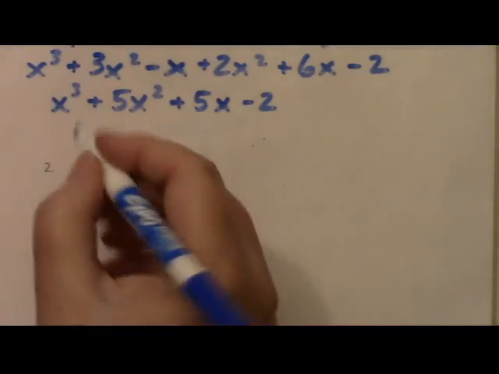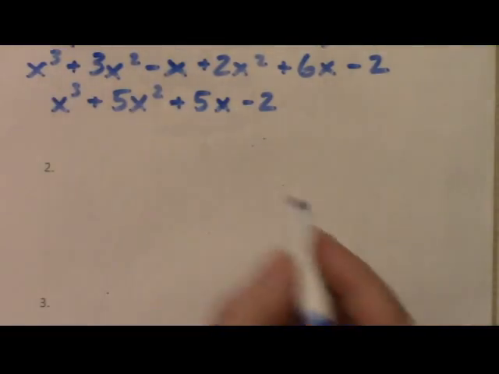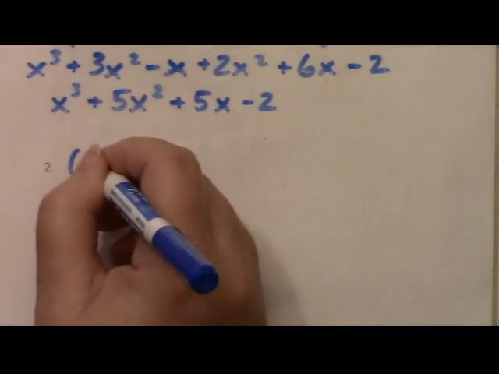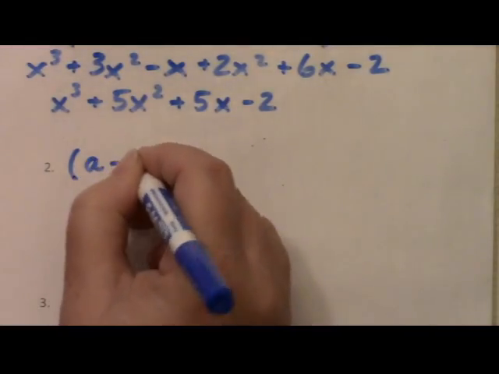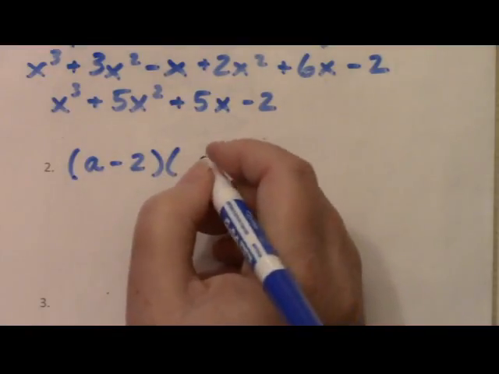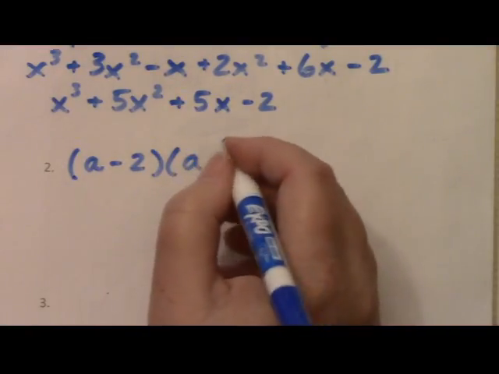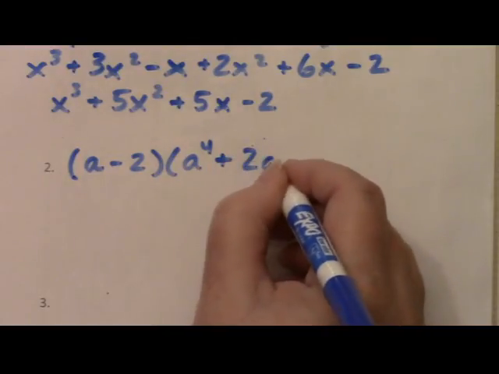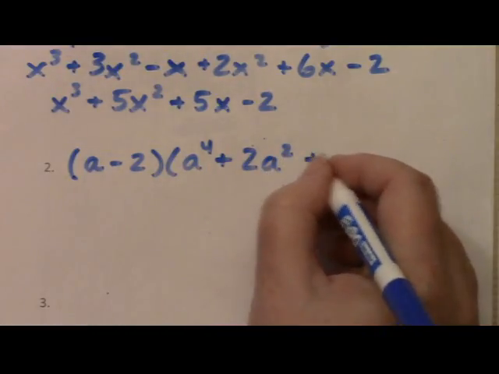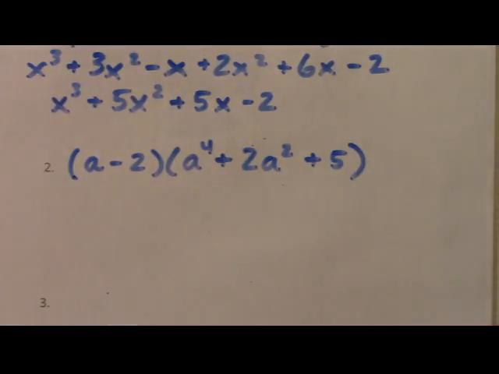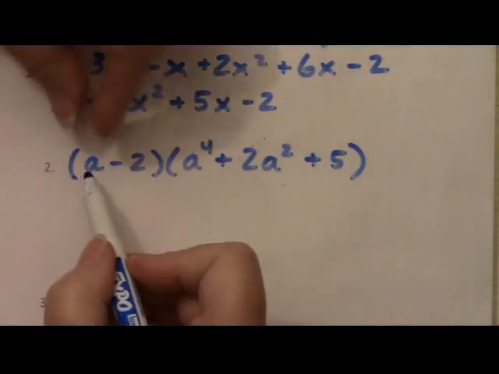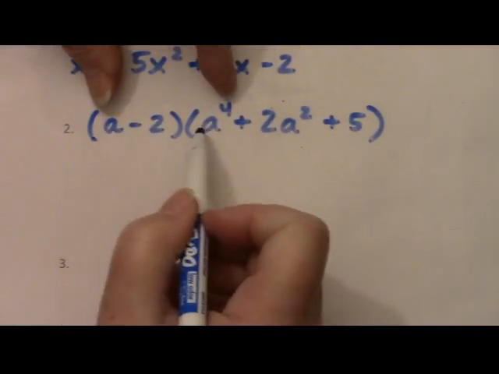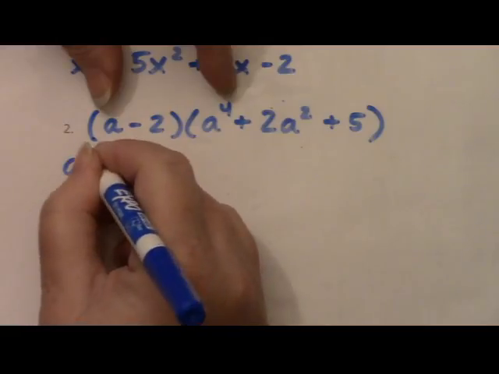Let's do another one. I know I'm going quickly, but let's just go through these steps together. You can always refer to this when you're doing your homework. Let's do a minus 2 times a to the 4th plus 2a squared plus 5.